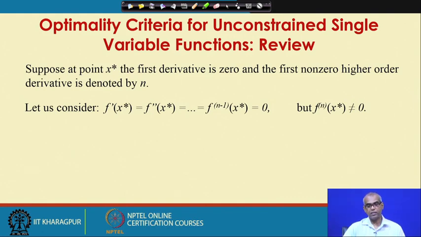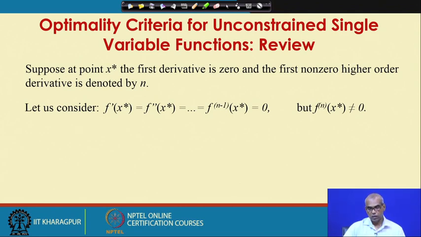Suppose at point x star the first derivative is 0. Let us consider the second derivative is also 0, and the first non-zero higher order derivative is denoted by n. That means we are talking about the first derivative, second derivative, third derivative up to the (n minus 1)th derivative evaluated at x star being equal to 0, and the first non-zero derivative happens at the nth derivative.